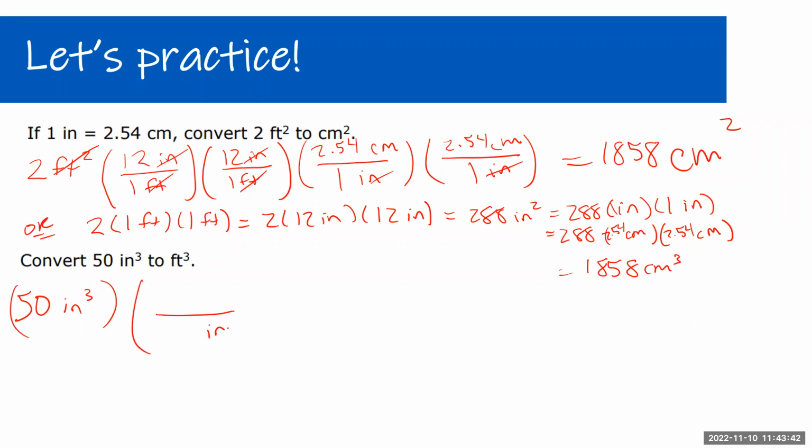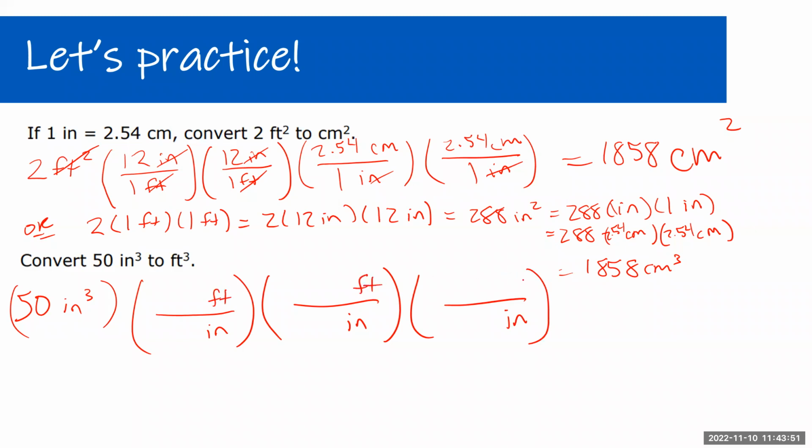We know that we need to cancel out inches 3 times, so let's put 3 inches on the bottom. And we know that we want feet cubed, so we want 3 feet across. So there's our units sorted out, because this is going to cancel with these 3. We have to cancel 3 of them because we have a cube.